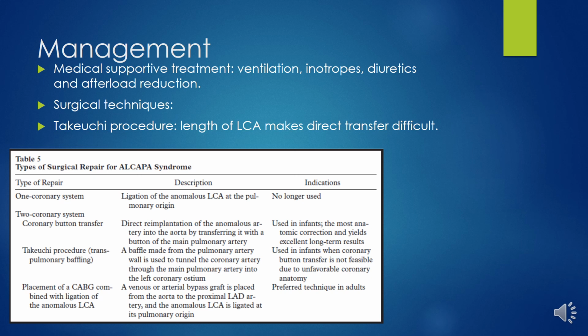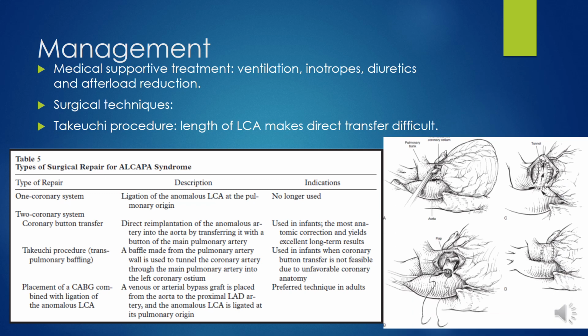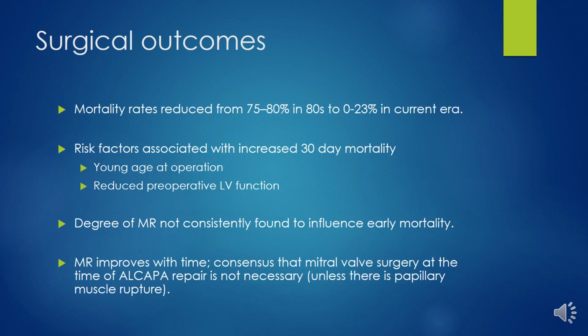Ligation of the anomalous coronary artery is of purely historical interest, and this technique was previously used to prevent the coronary steal via the anomalous left pulmonary artery. However, it has significant perioperative and late mortality risk and does not restore antegrade flow into the left coronary. So these are the steps of operation. Surgical outcomes are good.